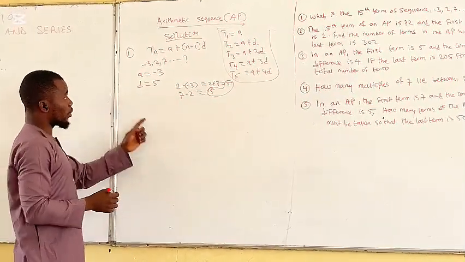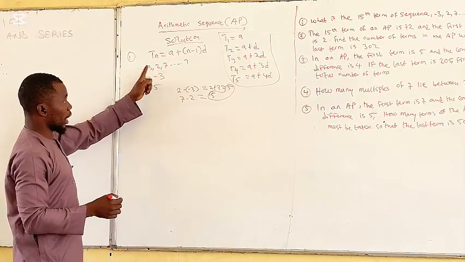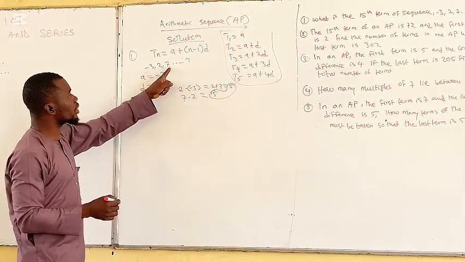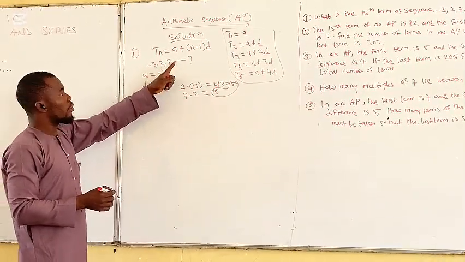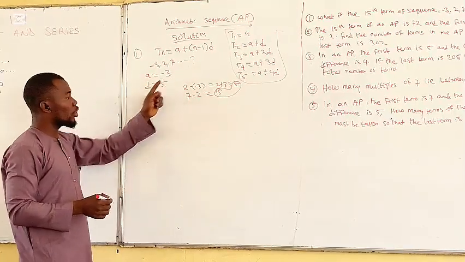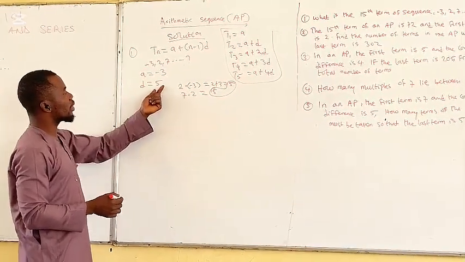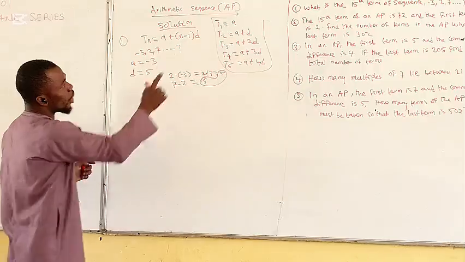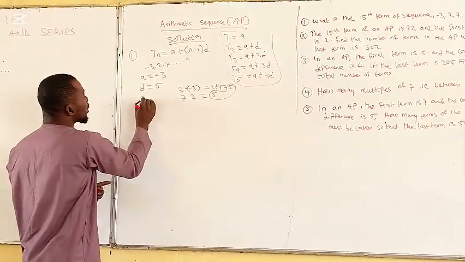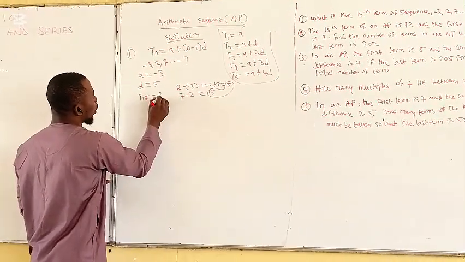For you to get your common difference, you will do the second term minus the first term, third term minus the second term, fourth term minus the third term. So from here, our common difference is 5. Now we are looking for the 50th term, that is T50. That is what we are looking for.